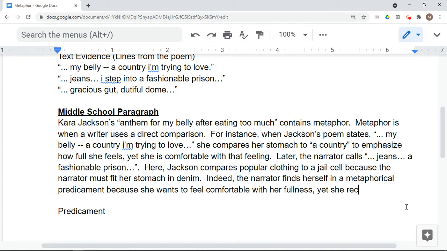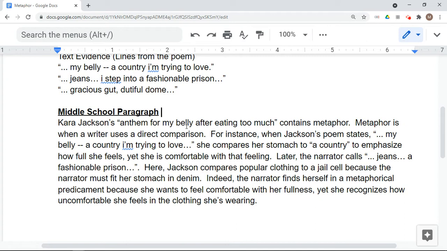Yet she recognizes her discomfort, recognizes how uncomfortable she feels in the clothing she's wearing.